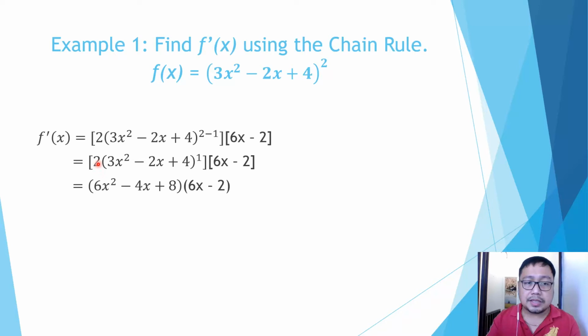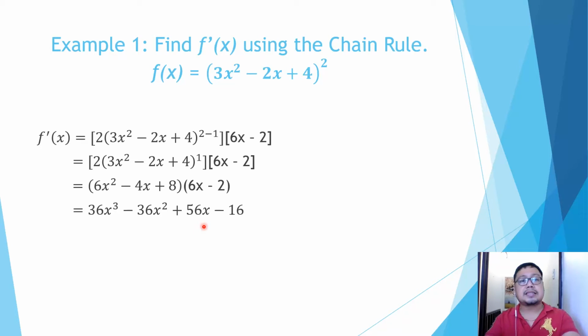And then distributive property: 2 times 3x squared is 6x squared. 2 times negative 2x is negative 4x. 2 times 4 is 8. Then copy this one, 6x minus 2. By using the distributive property, 6x squared times 6x, 6x squared times negative 2, plus negative 4x times 6x, and so on, it will give us the final answer 36x cubed minus 36x squared plus 56x minus 16. That is our answer.